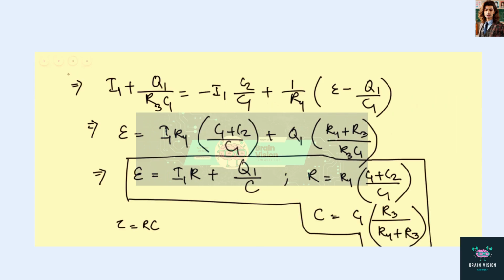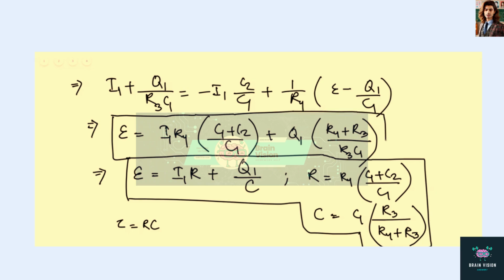Now, some of you might have questions as to why we wrote this like this. We tried to write this in terms of a simple RC circuit with just a resistance R and capacitance C. For that reason, we tried to write this expression as something like that, and then compared what R should be in that case and what the capacitance should be in that case.